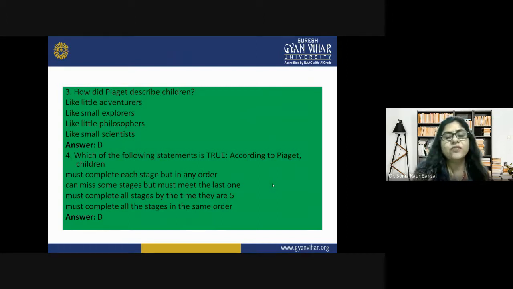Then question number 4: which of the following statements is true according to Piaget? A. Children must complete each stage but in any order. B. Can miss some stages but must meet the last one. C. Must complete all stages by the time they are 5. D. Must complete all the stages in the same order. So the correct answer is D, must complete all the stages in the same order.